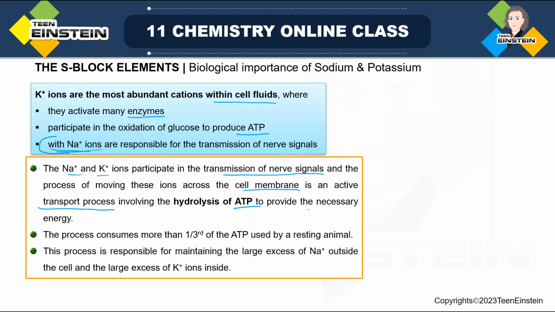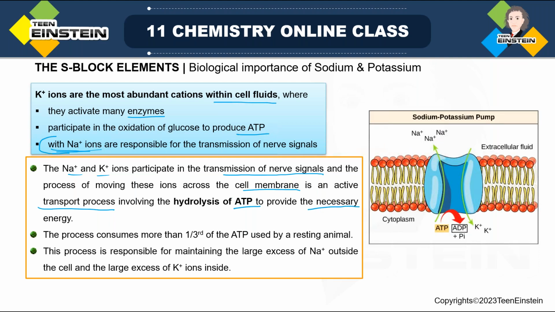So this helps to provide necessary energy. Here we have a very simple picture of the sodium potassium pump. We are using the term pump. So what does a pump do? Just think about a normal pump. It forcefully does some things, right? So here also the same thing.